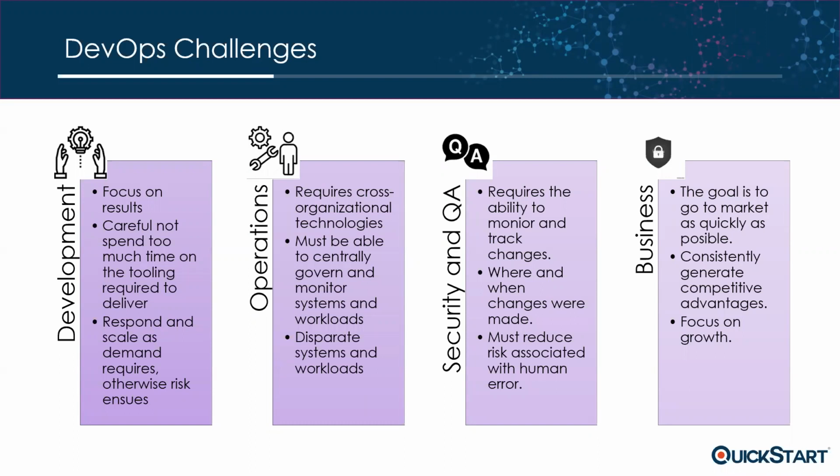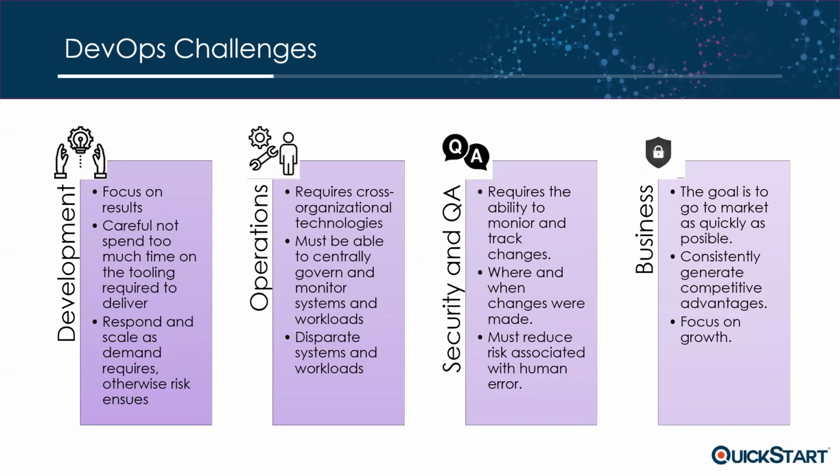An operation must be able to centrally govern and monitor system and workflows. Remember the wall of division between development and operation. So from a DevOps perspective, from operation, we need to be able to govern, to orchestrate and monitor all the system, not only the operation system, the dev and the test system as well. And these systems and workloads are disparate systems and workloads, meaning that they can vary amongst different technologies and deployment and so on.